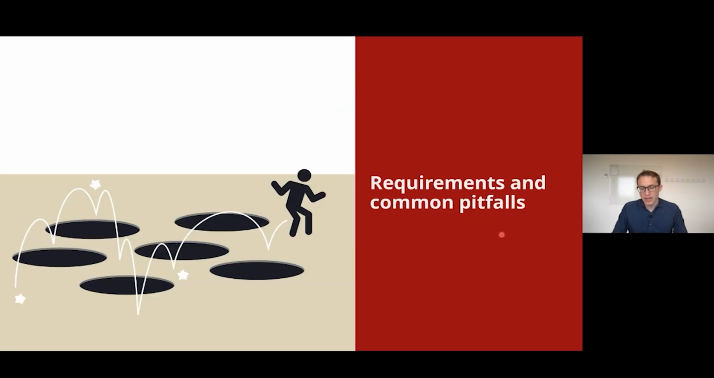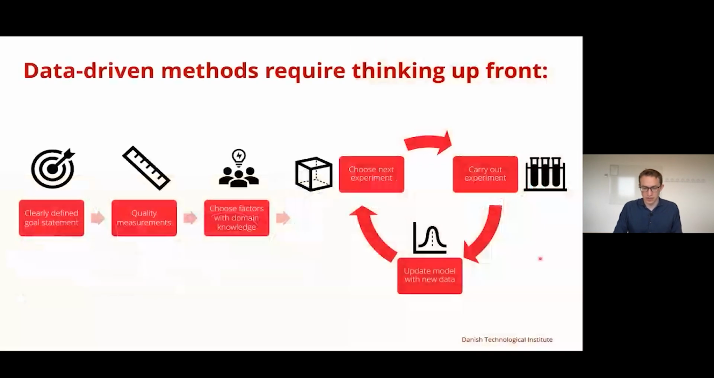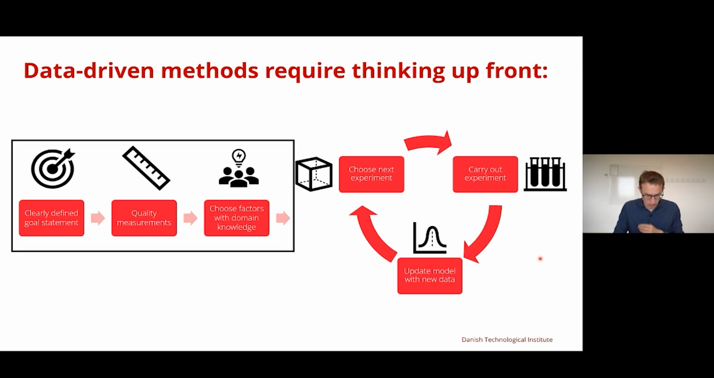So what I'll go into next is requirements and common pitfalls that we see when people begin using things like Brownie Bee or DOE in general, and how to avoid them, right? So all data-driven methods, whether you use a tool like Brownie Bee or design of experiments, require you to think a bit more upfront than if you use one factor at a time. So let's talk about that.